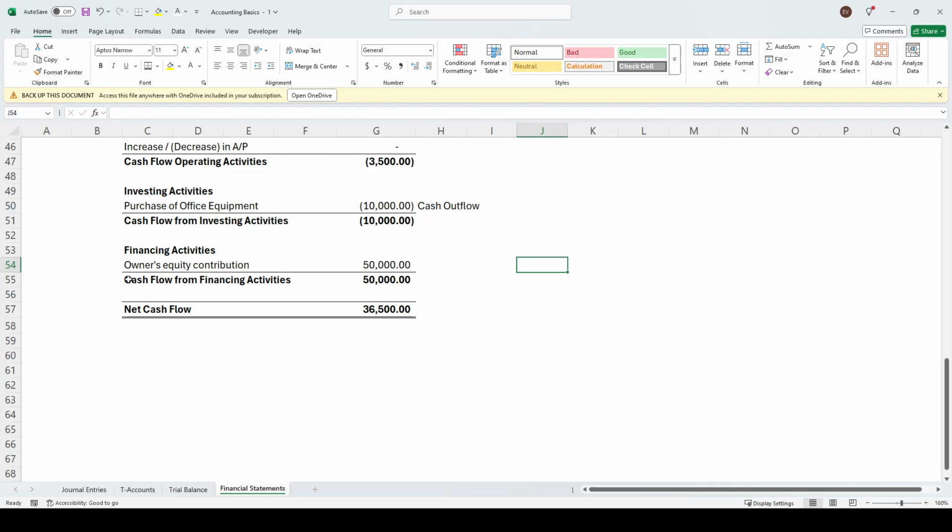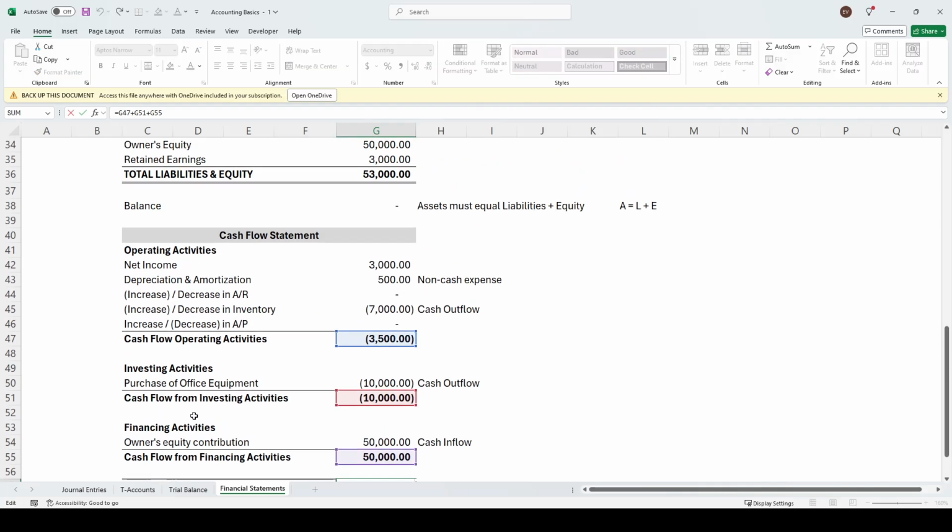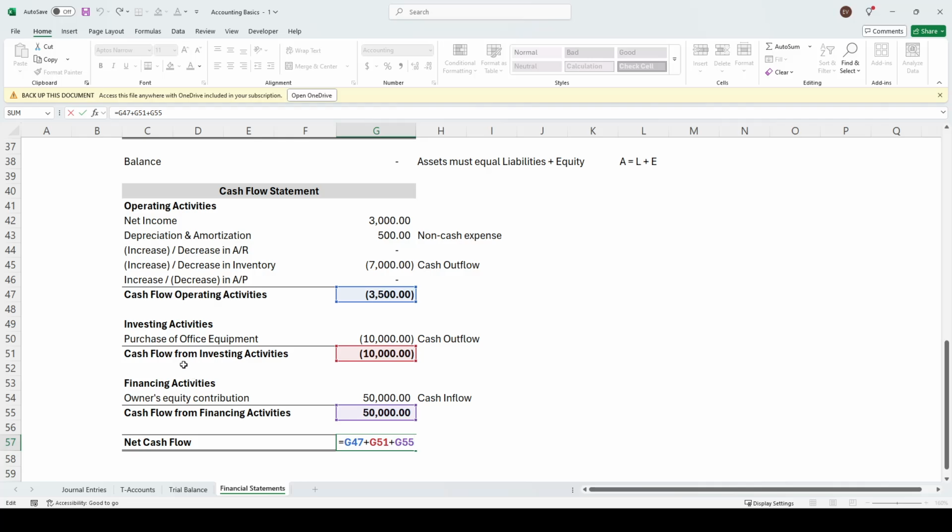And then lastly, if you recall, the owner had made a $50,000 equity contribution to the business, and so that's going to show as a cash inflow, as essentially money is coming into the business in the form of equity contribution. And so the net cash flow is going to be the sum of the cash flow from operating activities, cash flow from investing activities, and cash flow from financing activities. And that concludes how we create the three financial statements in accounting.